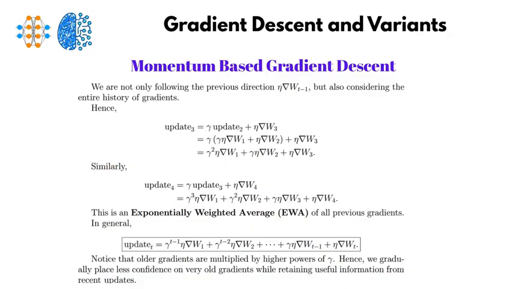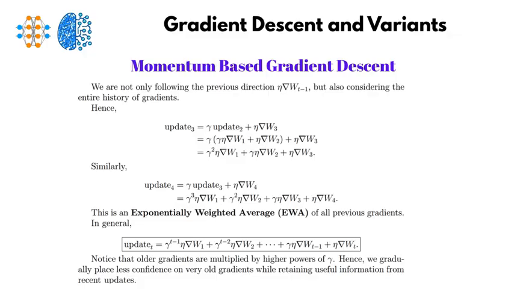So the momentum is effectively keeping a history of the previous gradients, but it does not give equal importance to all of them. Recent gradients receive more importance, while older gradients gradually lose their influence. This is why the slide describes momentum as an exponentially weighted average, or EWA. In general, the update at time t can be understood as a weighted combination of the current gradient and all previous gradients. The weights decrease exponentially as we move further into the past.